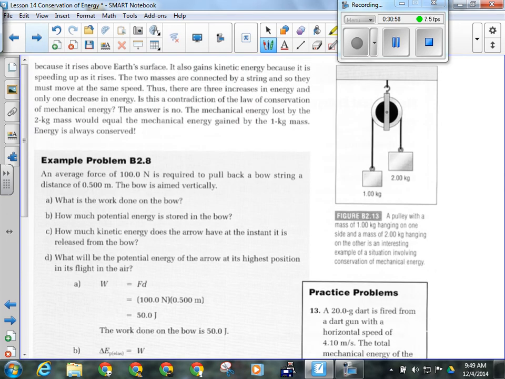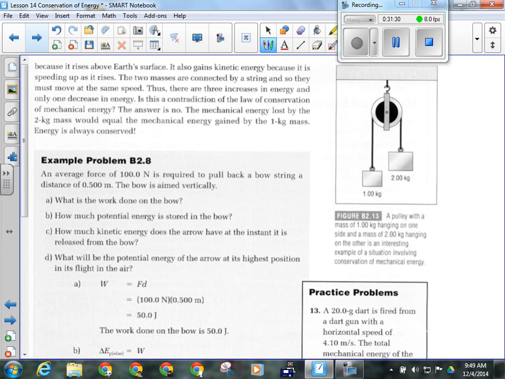Now, looking at this thing here, we looked at one of these when we first started talking about energy, a pulley system. What kind of energy does this have if I'm holding the heavier mass so that it can't move? Potential. It's got potential energy because both masses are above the ground. When I let it go, the 2 kilogram mass is going to move downwards, and the 1 kilogram mass is going to move upwards.